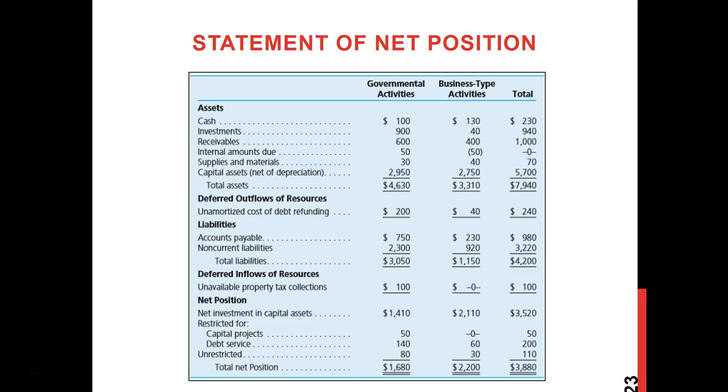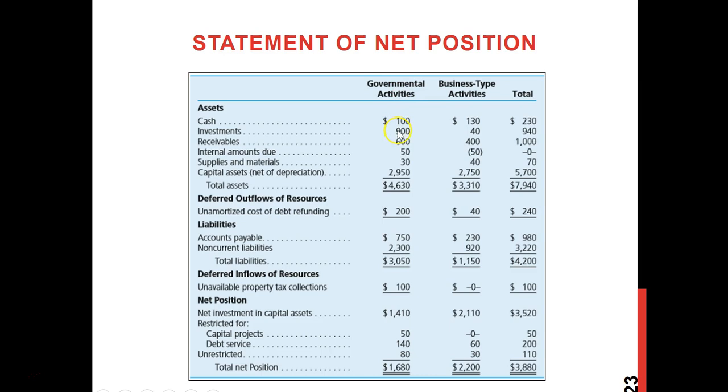Now you will also see that some items are neither assets nor liabilities, but are related to future periods. That's what we call deferred items. So they will also present those deferred outflows and inflows. So this is how they will prepare their statement of net position.